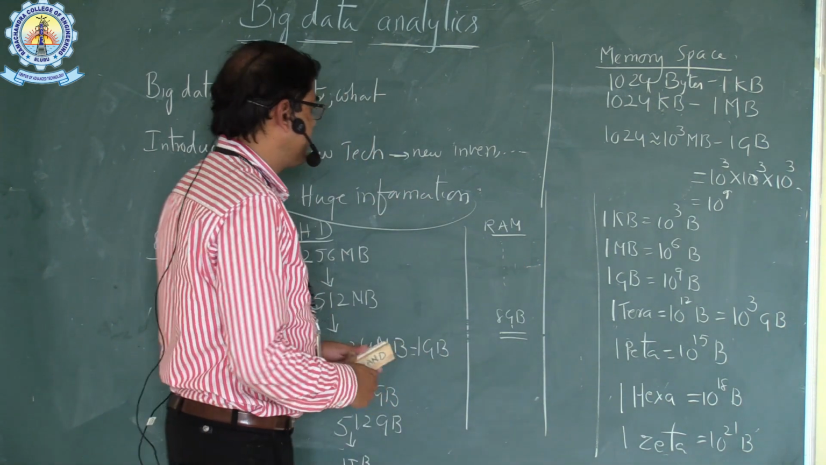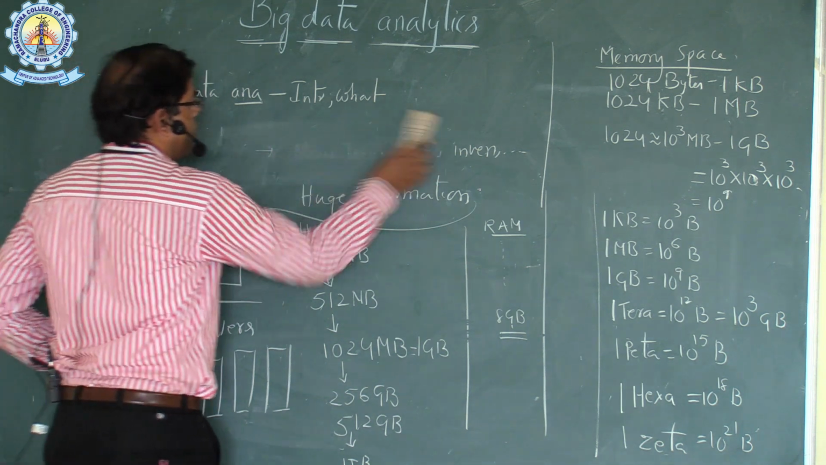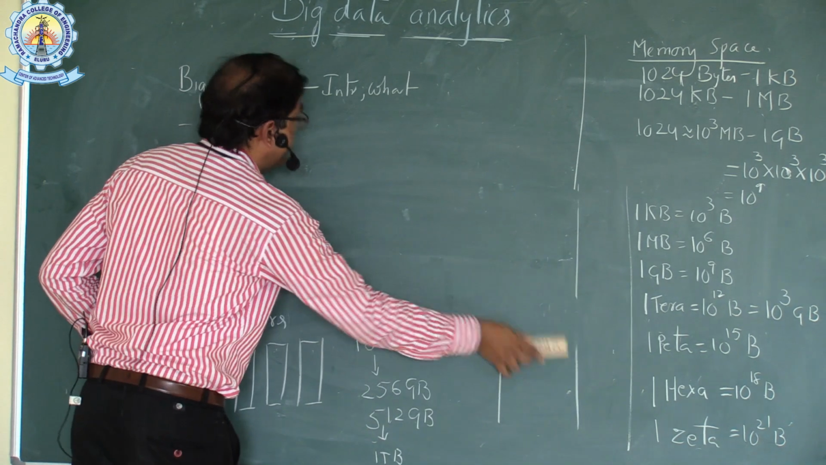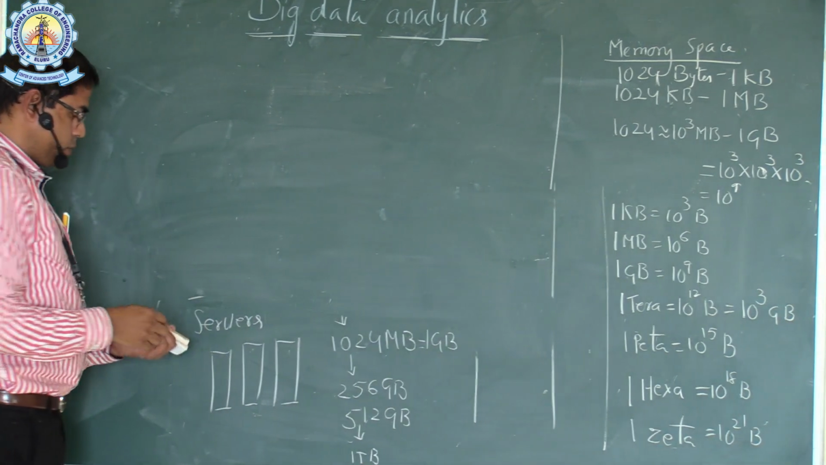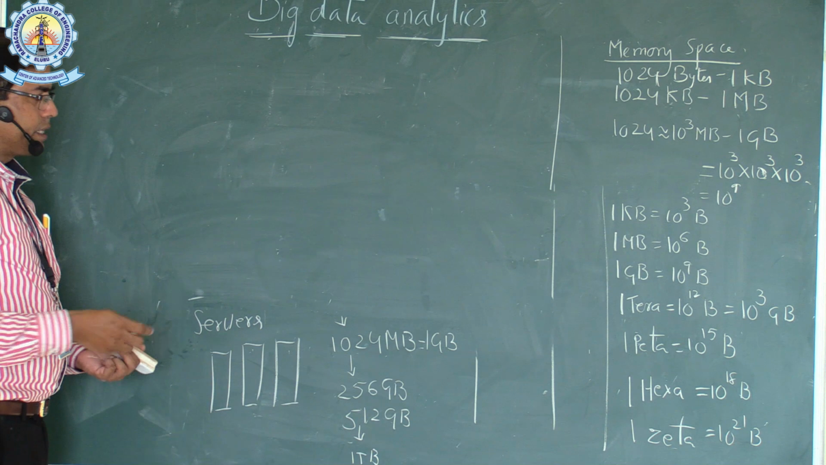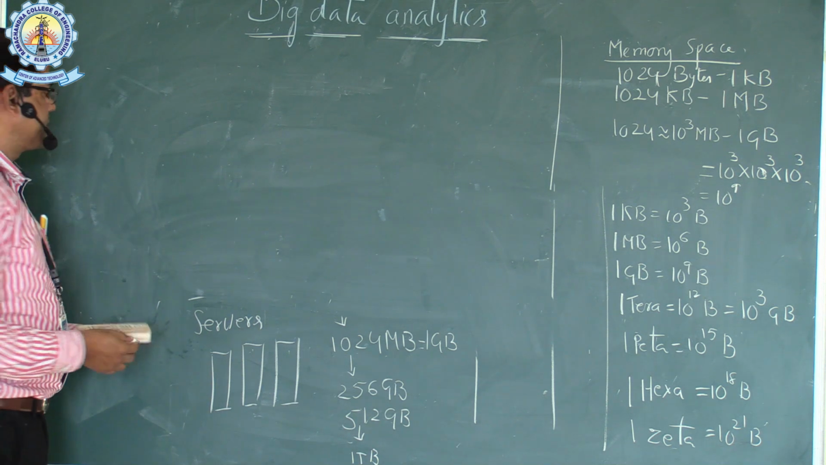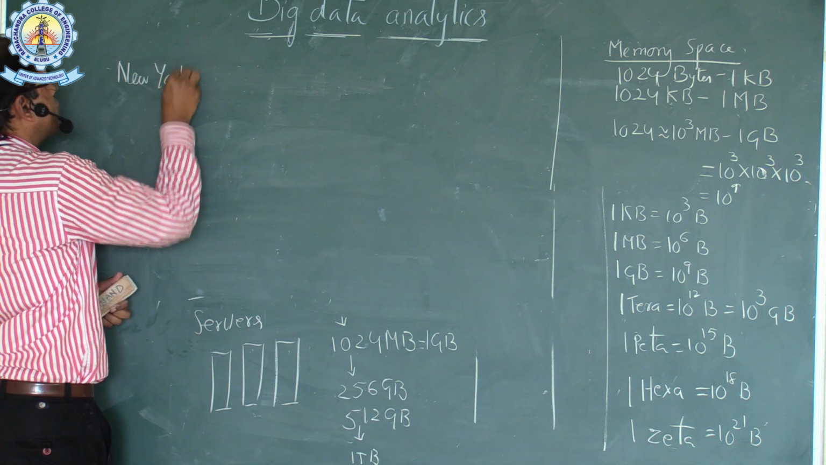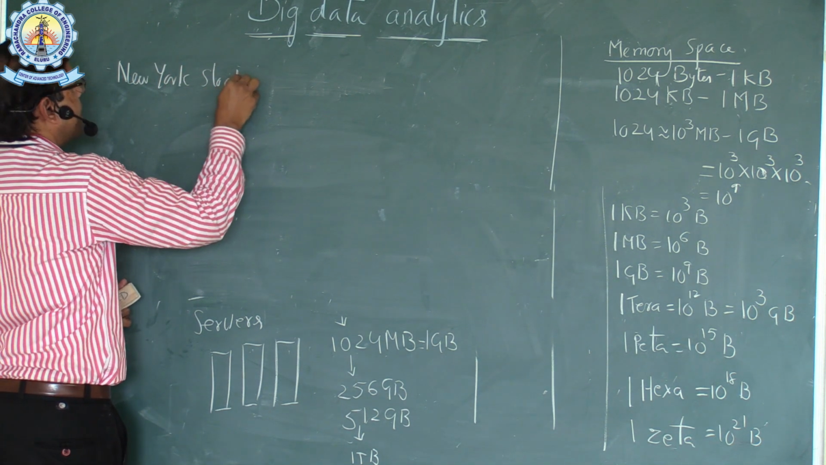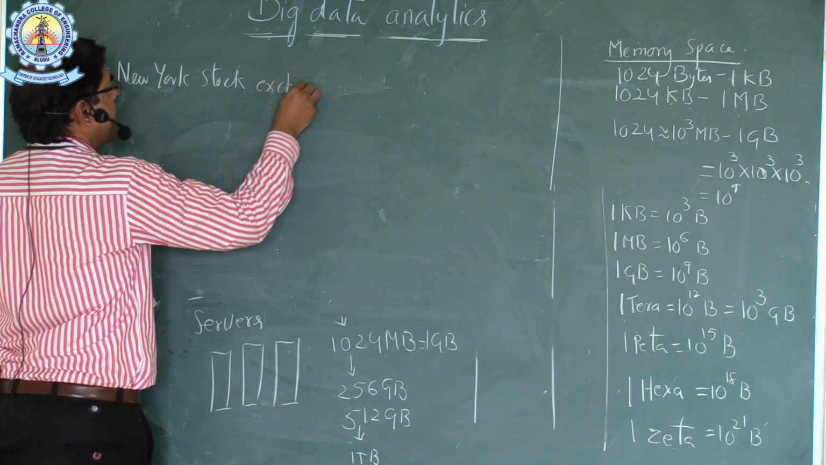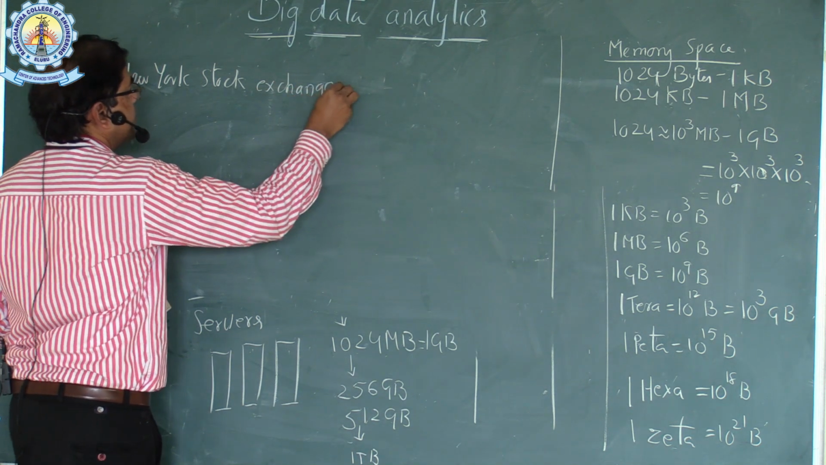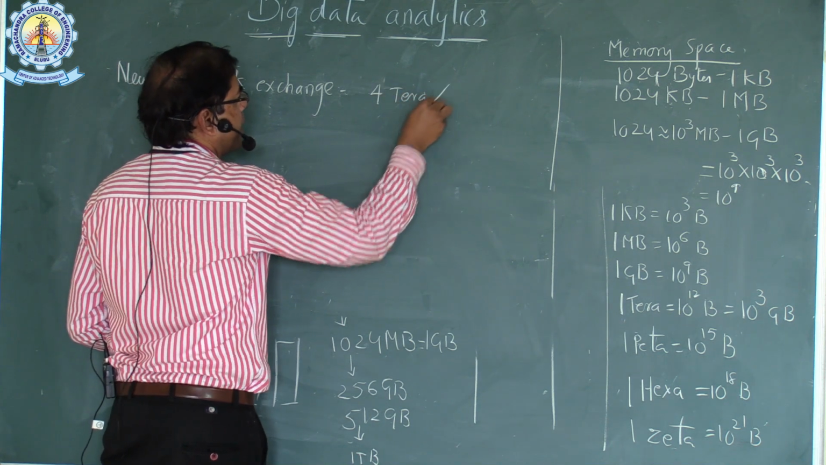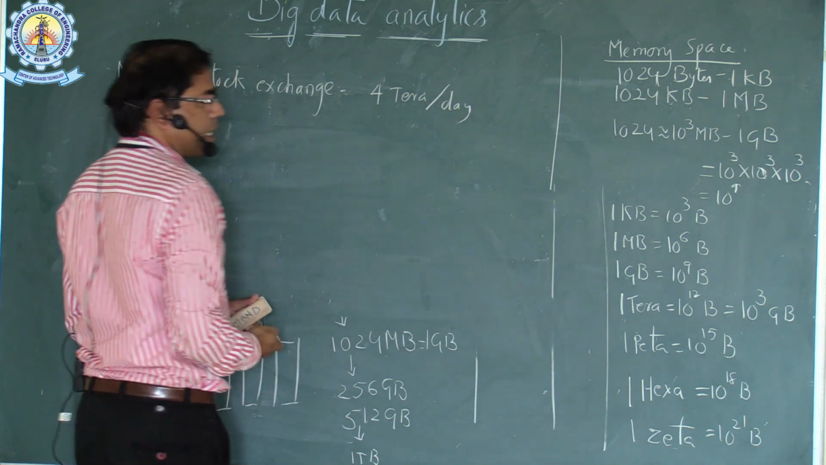Now I want to explain how this kind of information is stored in different kinds of environments. I am coming back to one important live scenario that talks about this huge data, how it is stored at different locations. I am taking the New York Stock Exchange. The New York Stock Exchange saves almost 4 terabytes of data per day.